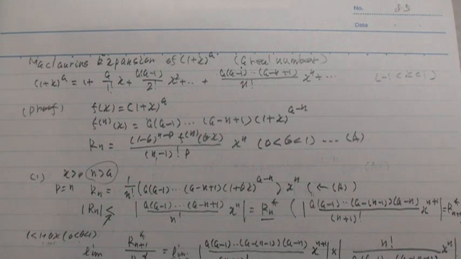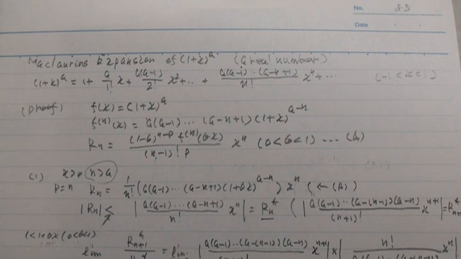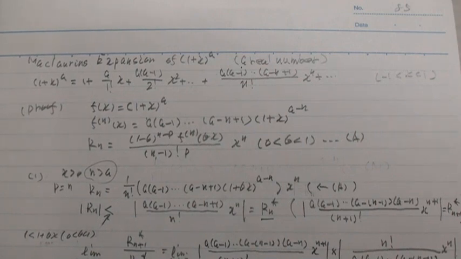Maclaurin's expansion of (1 + x)^a, where a is a real number. (1 + x)^a = 1 + (a/1!)x + (a(a-1)/2!)x^2 + ... + (a(a-1)...(a-n+1)/n!)x^n + ..., and x is between -1 and 1.